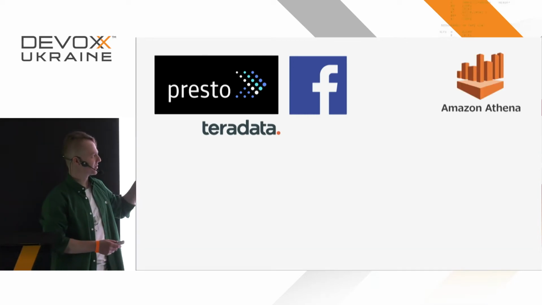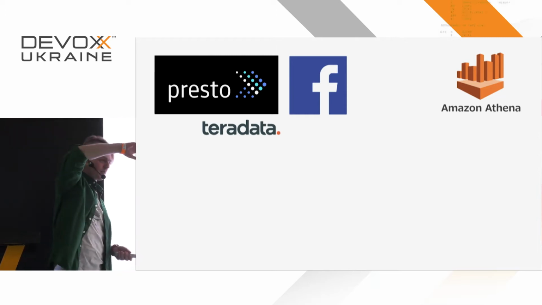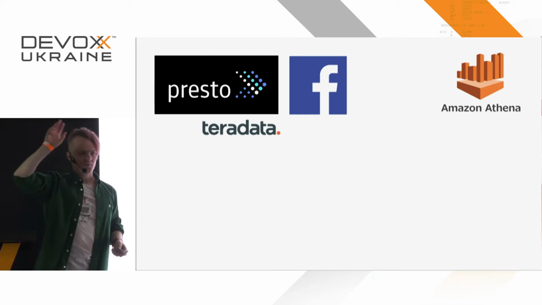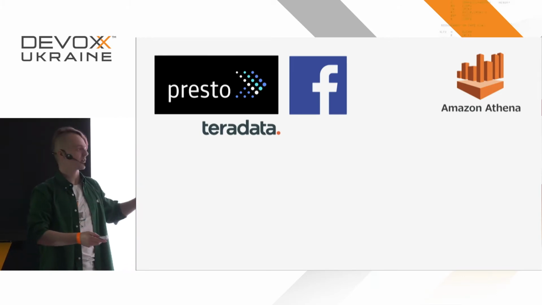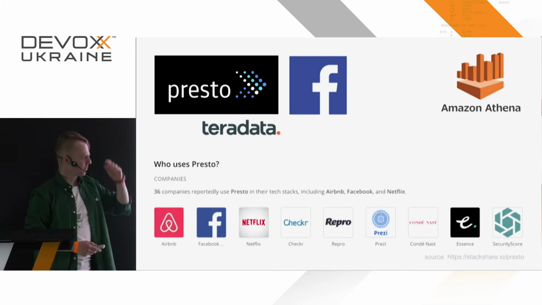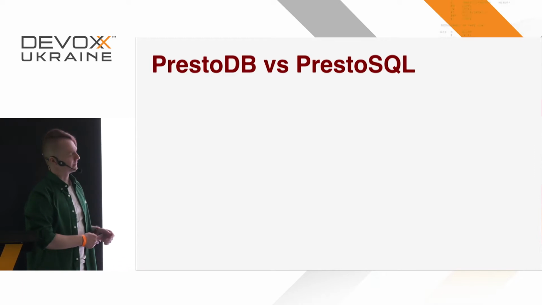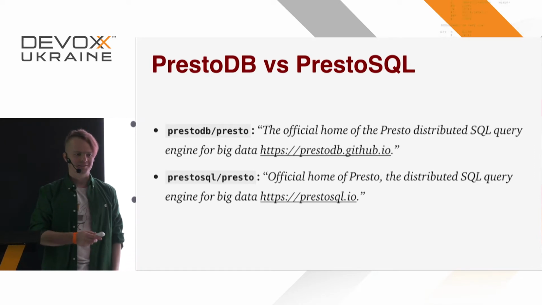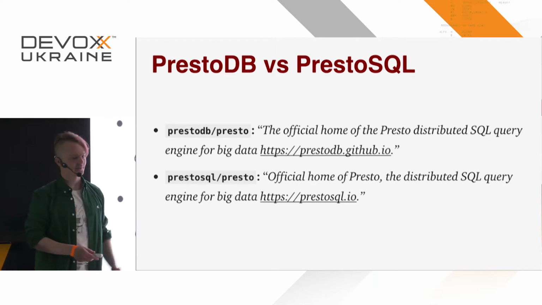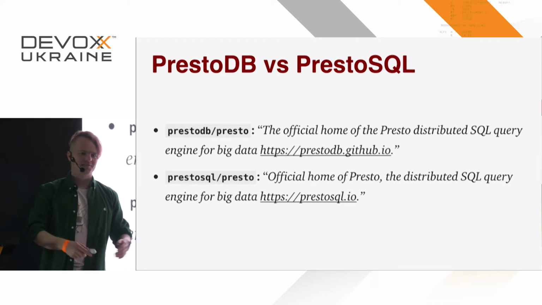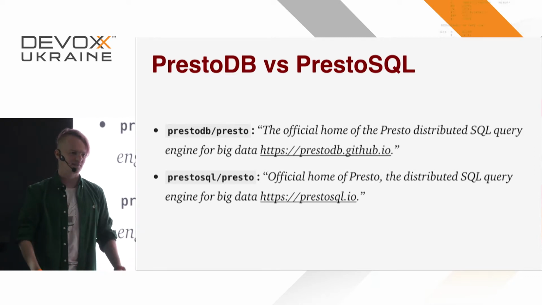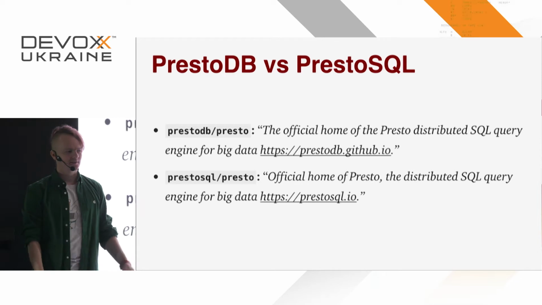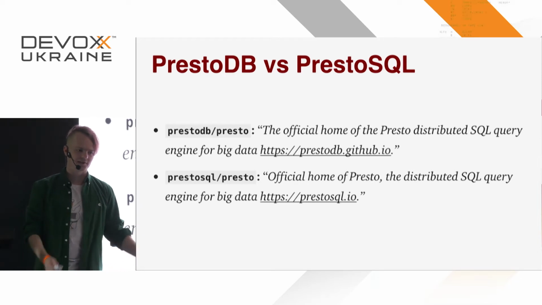Also, Amazon has Amazon Athena. Has anybody heard about it? A couple of hands. It's the same Presto, just rebranded. Amazon just resold Presto as a service. And a lot of companies use this, of course. And there are even two of them now, and both say that they are the official Presto. So it's a funny story. A year ago, the guys from Facebook decided to make a Presto foundation, created a fork, and now we have two forked versions of Presto that have different code paths and different development roadmaps.